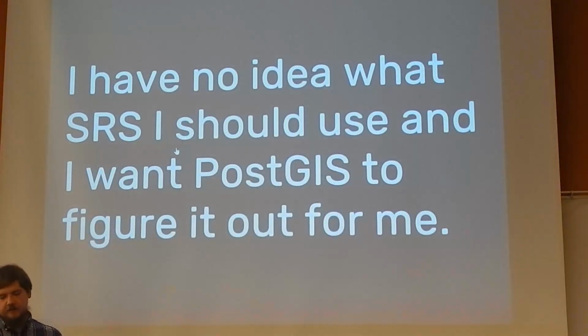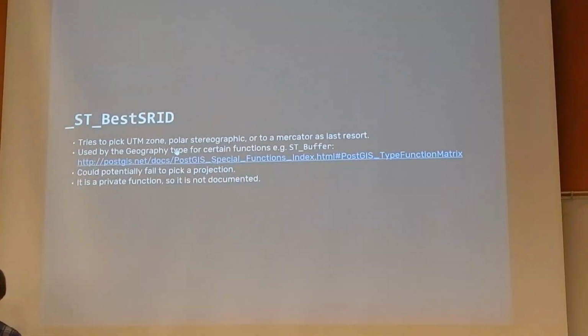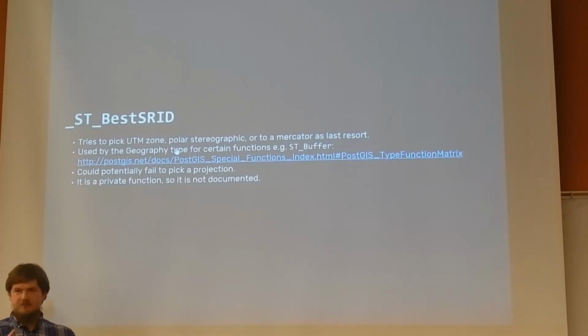So I have no idea what SRS I should use. I want PostGIS to figure out what we need. There's a secret function that nobody talks about called _ST_BestSRID. The underscore before it means it's a private function, so it's used under the scenes by other functions, but it's really handy to use on its own. What it does is try to pick a UTM zone. If it can't find a good one, it tries a geographic one, and if that doesn't work, it falls back to a Mercator. It's used under the hood by the geography type for functions like ST_Buffer.